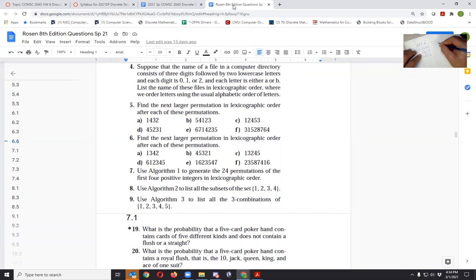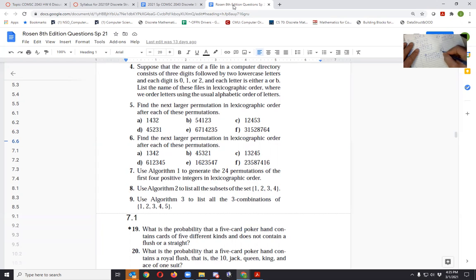Let's take a look at B while we're here. It's 5, 4, 1, 2, 3. And we can simply just take these last two and switch them. So 5, 4, 1, 3, 2. Okay, draw some boxes here to speed the process up. Part C is going to be 1, 3, 2, 4, 5. And so we can just take these last two and switch them. 1, 3, 2, 5, 4.